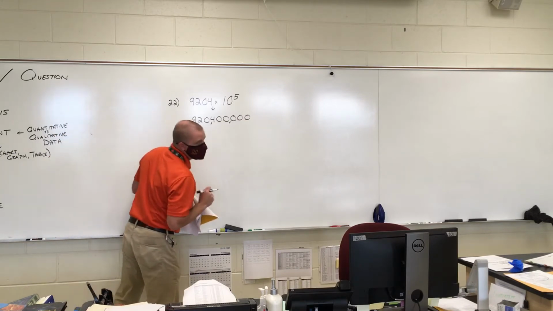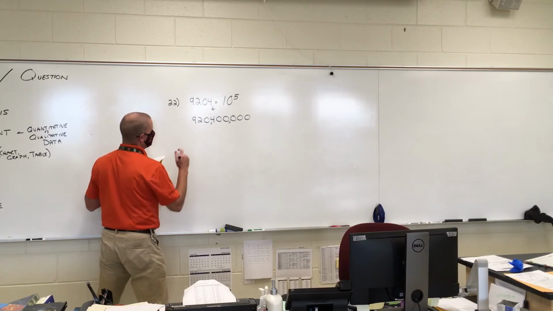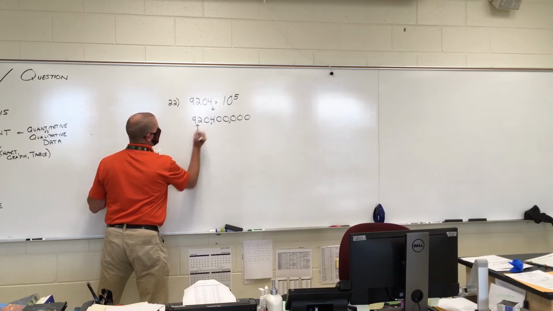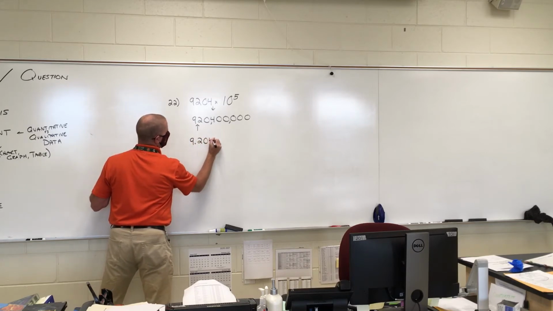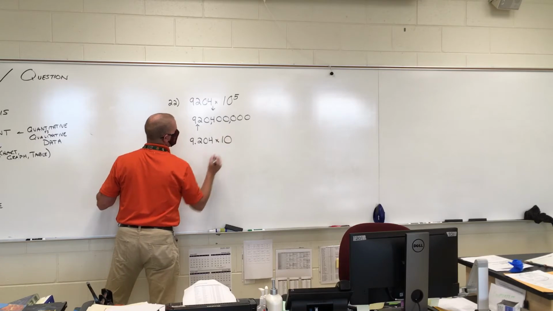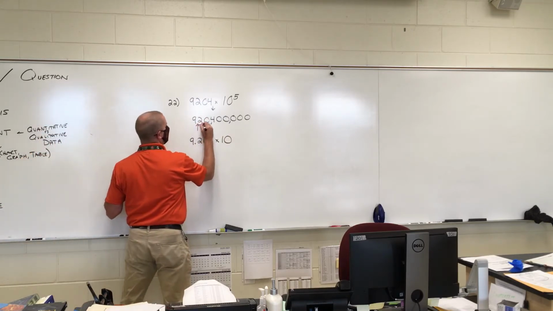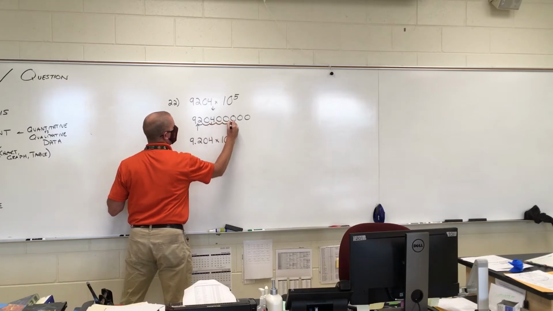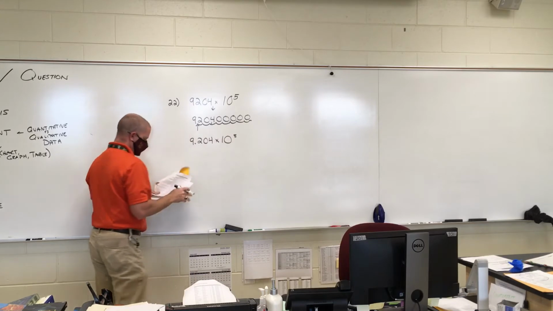But remember, in order to be able to use scientific notation, we got to have a number greater than or equal to 1 and less than 10. And so it would be right there, wouldn't it? So it would be 9.204 times 10 to the power of something. It gets bigger, so therefore it's positive. So 1, 2, 3, 4, 5, 6, 7, and 8. And this would be times 10 to the positive 8.